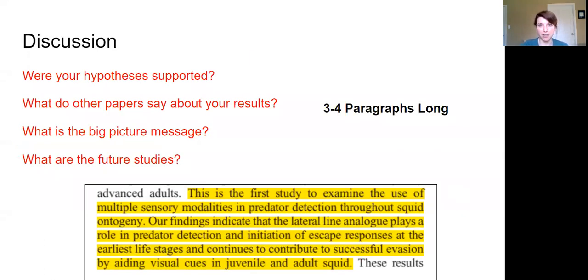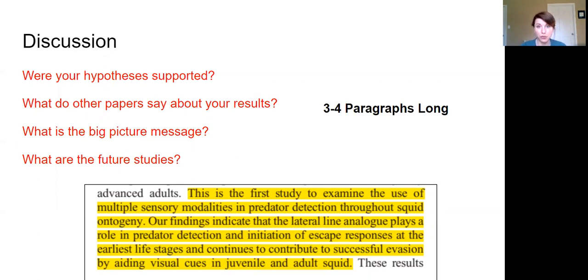Now for your discussion, this is actually like the most important part of the paper in many ways, because this is where you get to really explain what happened in your experiment. So you're going to talk about whether your hypotheses were supported, yes or no, and why you think that was. What do other papers say about this topic? And put this information in light of what we already know about your topic.